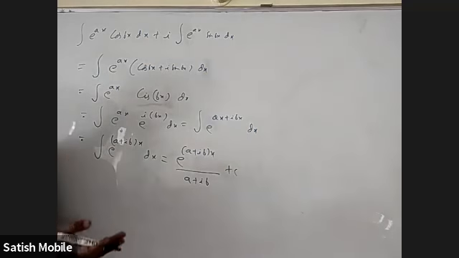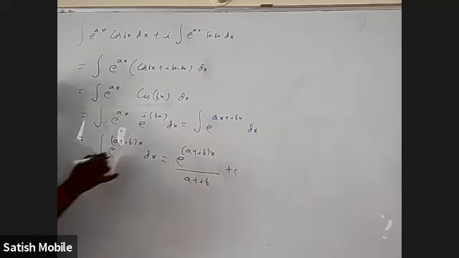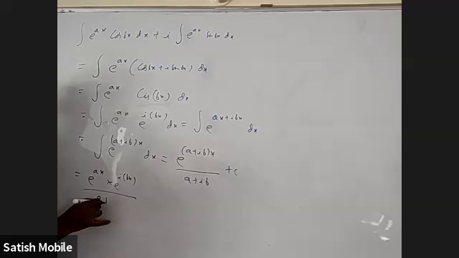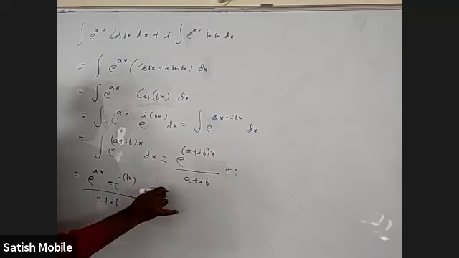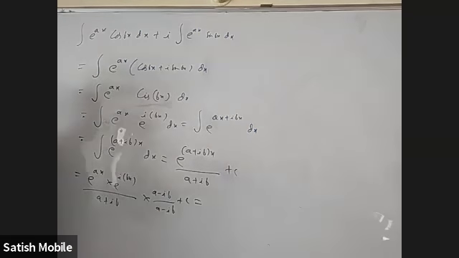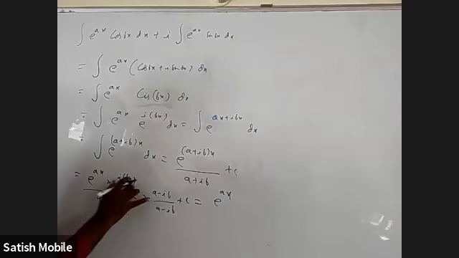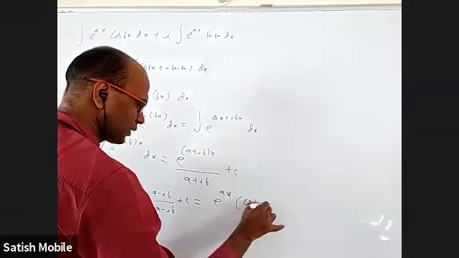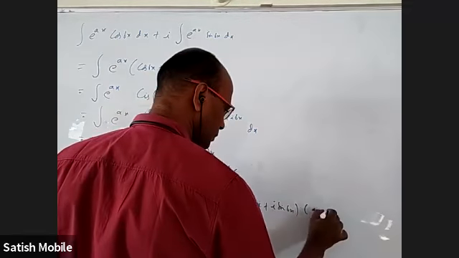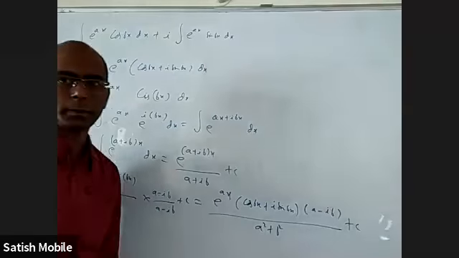But now to separate the real part and imaginary part, I have to rationalize the denominator. So I'm going to write this as e power ax into e power ibx by (a plus ib), multiplied by (a minus ib) over (a minus ib). This is e power ax, and this is cis bx, which I can write as (cos bx plus i sin bx) into (a minus ib), and the denominator is a square plus b square, plus c.